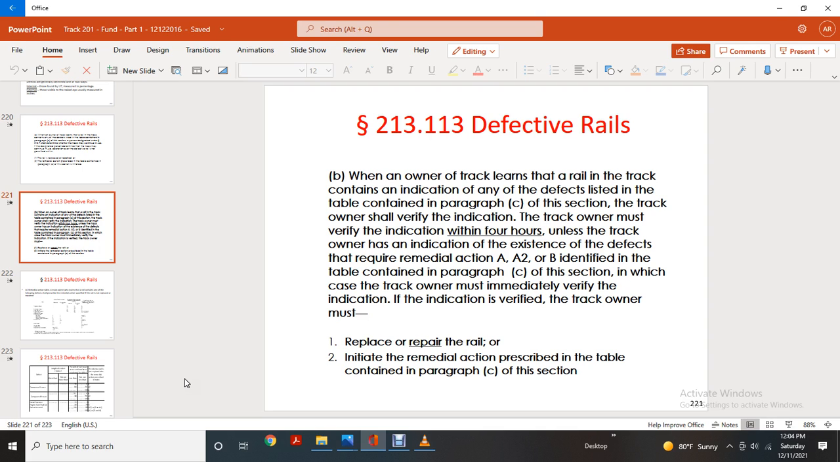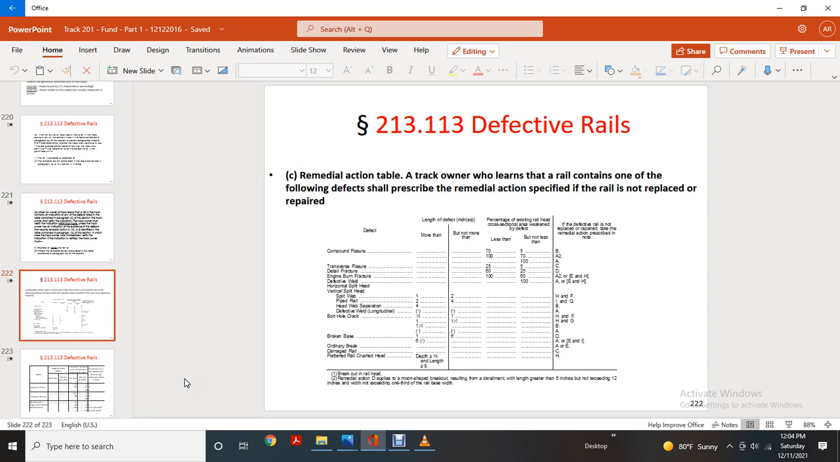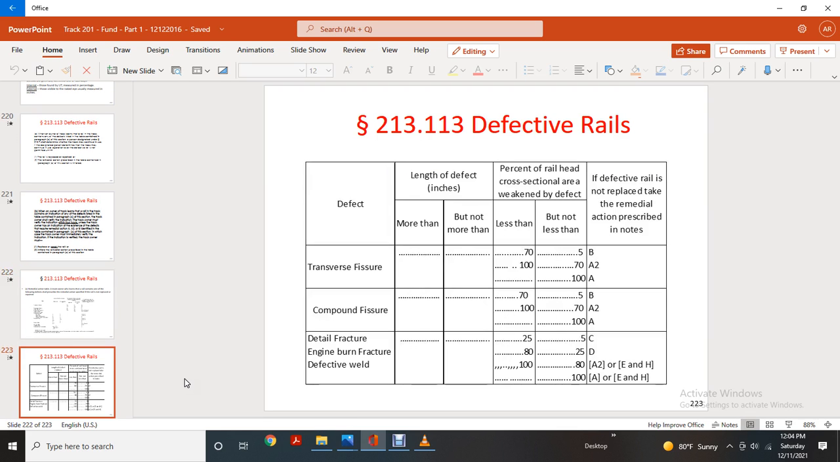Indication is verified with the track owner must replace or repair the rail to initiate the remedial action prescribed by the table to contain the paragraph C with the section. Remedial action on the table A with the current track owner learns if the rail contains one of the following defects prescribed by the remedial action specified by the rail is not replaced and they're repaired.